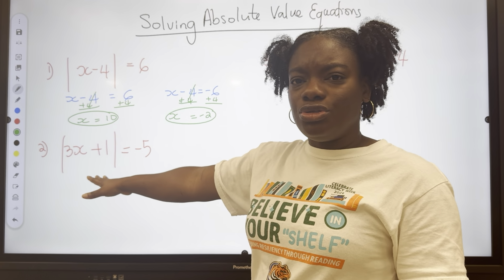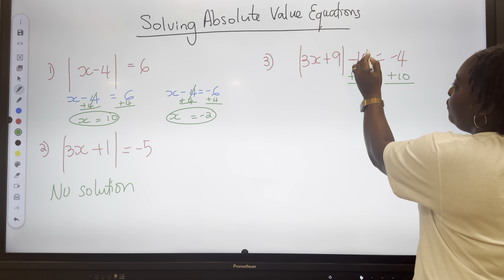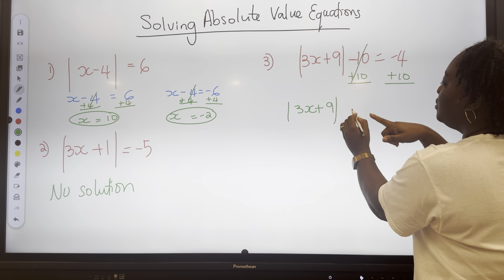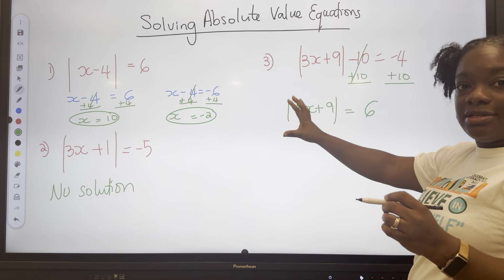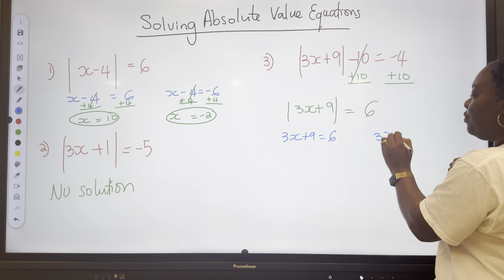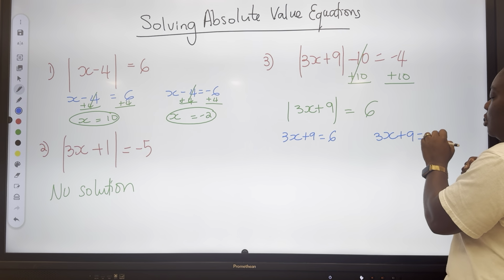If you notice, we have multiple steps. Our aim is to have the absolute value part of the equation on one side by itself. So we're going to get rid of our 10, so that's a plus 10. So that's cancelled out. I'm left with that, and this is going to be a 6. Once you get it to this stage, you're going to write your two equations. So that's now 3x plus 9 equals 6 and 3x plus 9 equals negative 6.